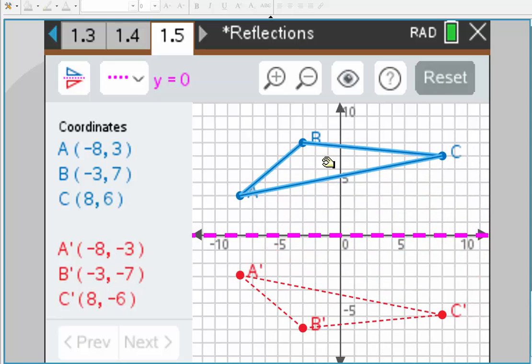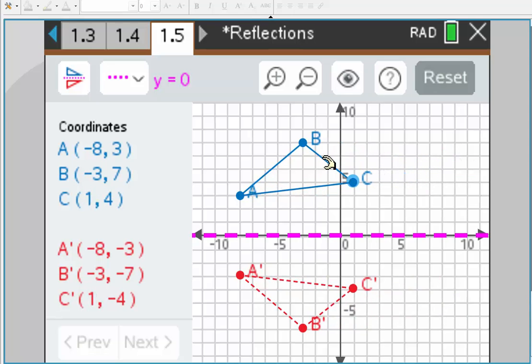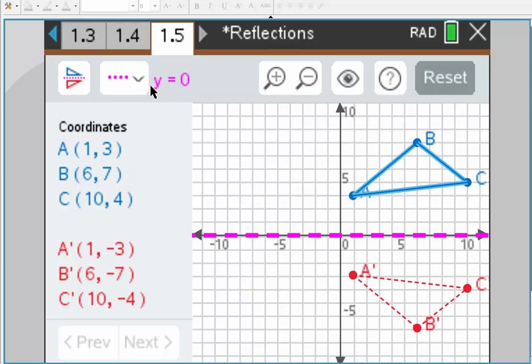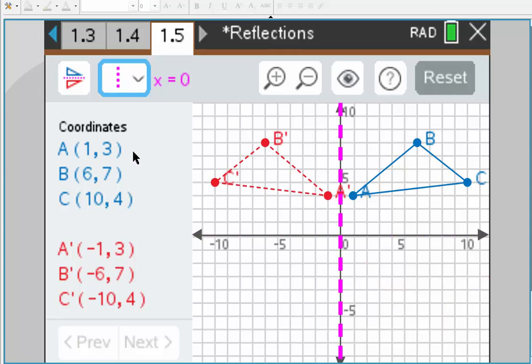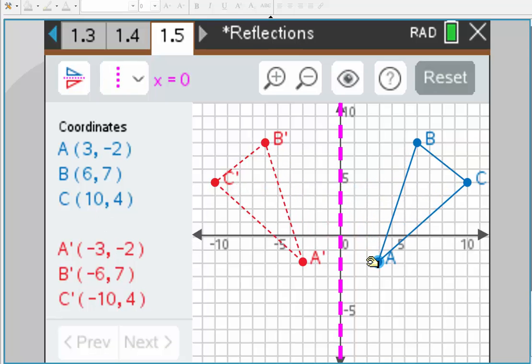And so students will make a conjecture about that based on many examples, not just one or two. And instead of teachers telling students this is how you do it, they can discover that. So now I'm going to go ahead and change this to a vertical line, the line x equals 0. And now we have a different correspondence here, a different relationship.